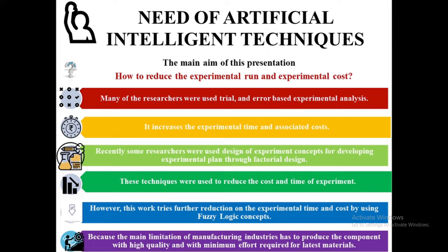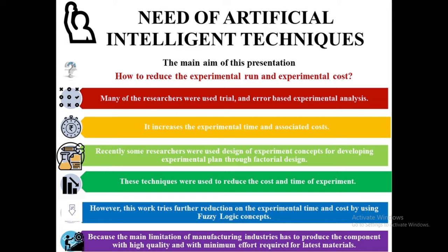Many researchers use trial and error based experimental analysis. This induces many cost increments. It increases the experimental time and the associated cost also. So some researchers use design of experiment concepts for developing an experimental plan through factorial design. These techniques were used to reduce the cost and time of experiments. Unfortunately, this also increases the cost and the time of the experiment.